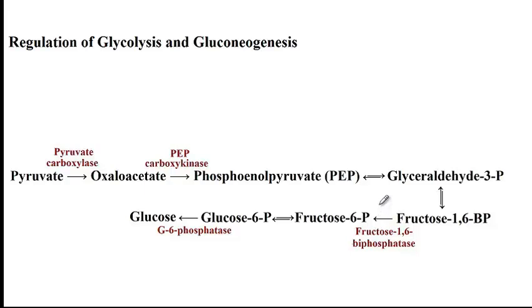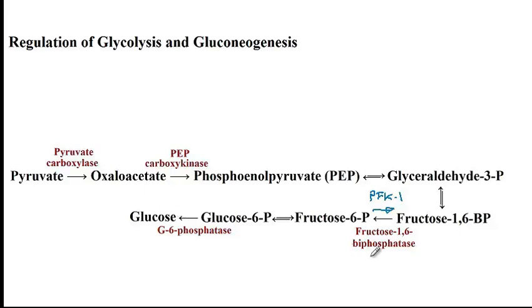It was the phosphofructokinase 1, which was converting fructose 6-phosphate into fructose 1,6-bisphosphate. So this reaction here, phosphofructokinase 1, was the rate limiting enzyme. And this is not reversible, and so we have to use the fructose 1,6-bisphosphatase. And then the final reaction is glucose 6-phosphatase to convert the glucose 6-phosphate back to the glucose.